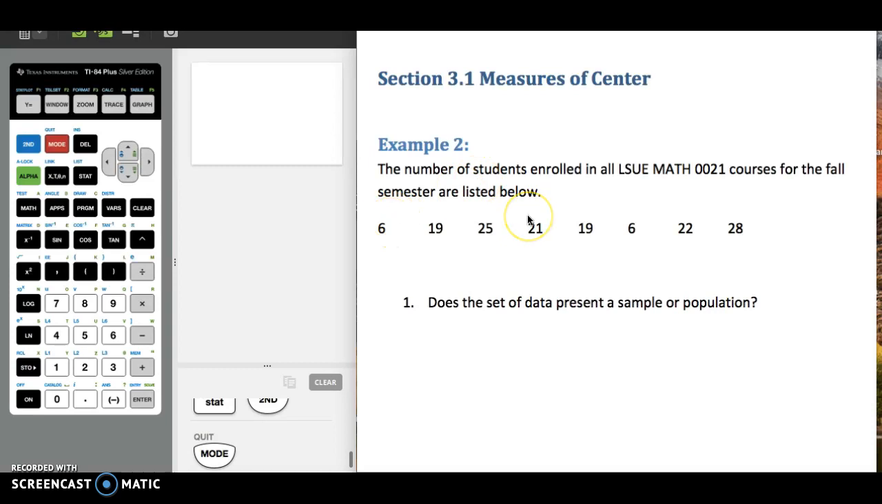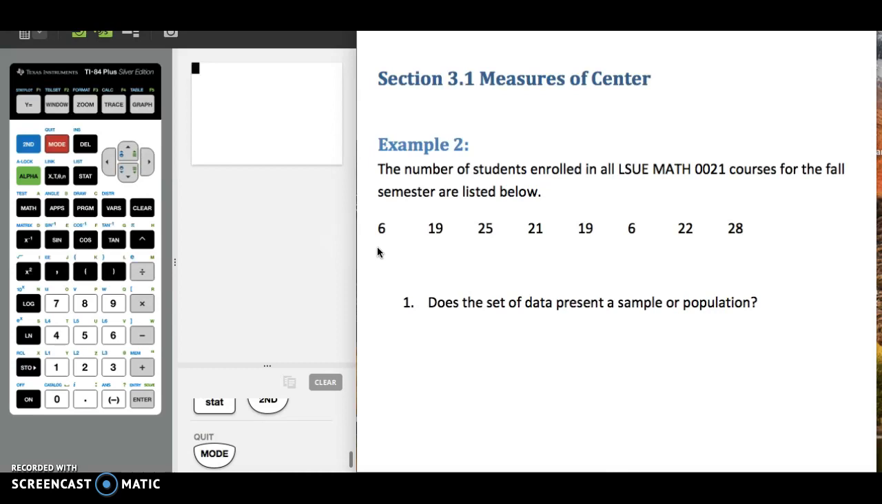There are 8 different Math 0021 courses. One course contains 6 students. Another one contains 19 students, 25 students, 21 students, 19 students, 6 students, 22 students, and 28 students.